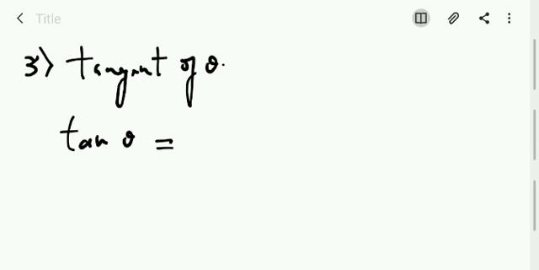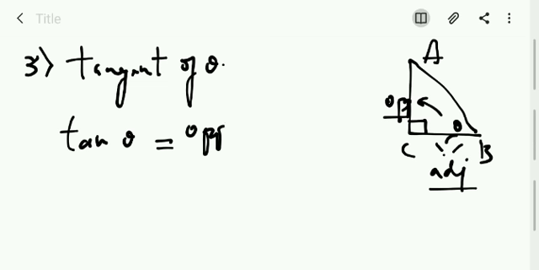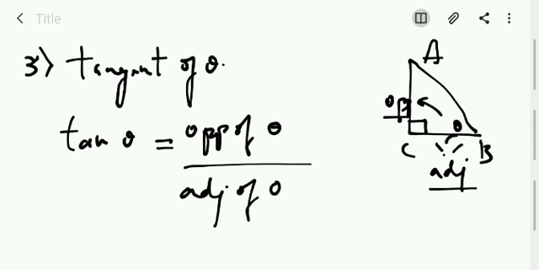If you write it in the form of a triangle, okay, this is theta, right? This is A, B, C. It is opposite by adjacent. So it is the opposite of angle theta by the adjacent of angle theta. So this is one of the definitions of tan theta.